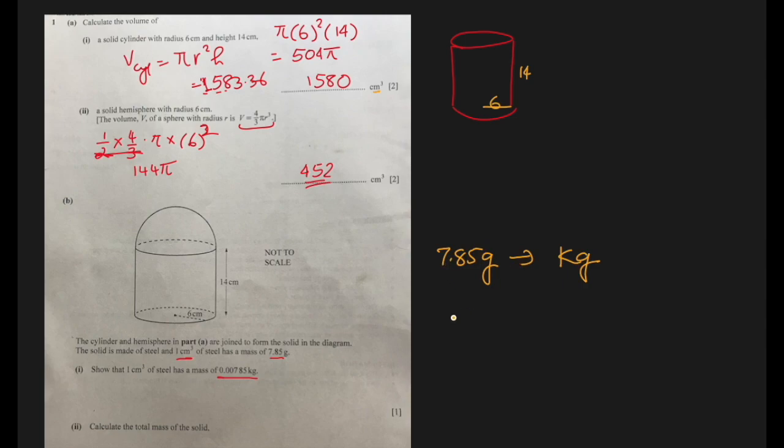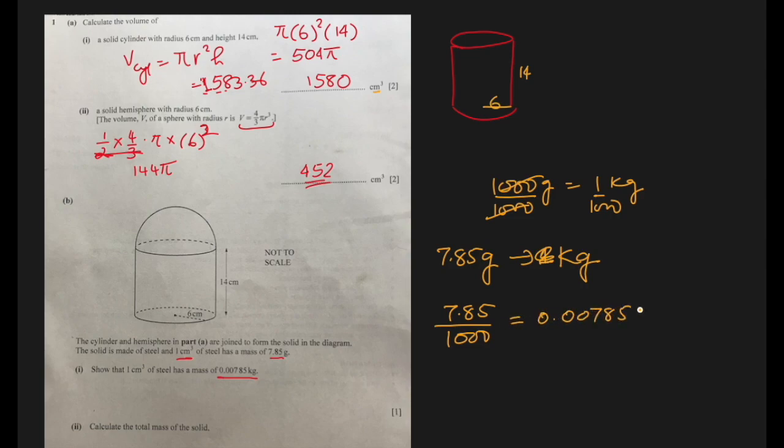To convert grams into kilograms, we divide by 1000, because 1000 grams make 1 kilogram, right? 1000 grams is equal to 1 kg, so divide this by 1000, divide this by 1000. So 1 gram is equal to 1 over 1000 kg, and that's what I've done. I've multiplied 7.85 by 1 over 1000, which will be 0.00785 kilograms, and that's what they want us to show.